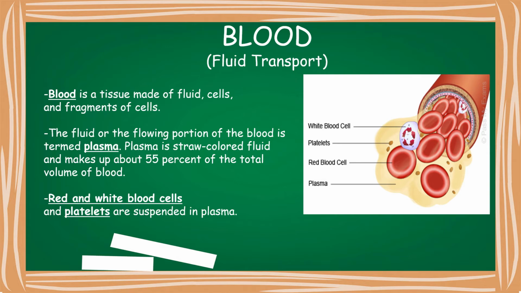Blood is a tissue made of fluid, cells, and fragments of cells. It is composed of different components. We have the plasma, the red blood cells, white blood cells, and the platelets. The plasma is the fluid material of our blood. It makes up about 55% of the total volume of the blood.